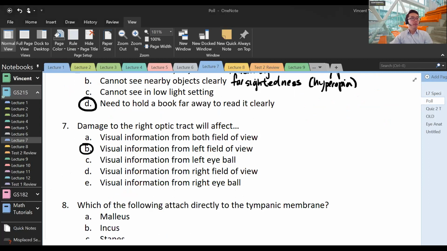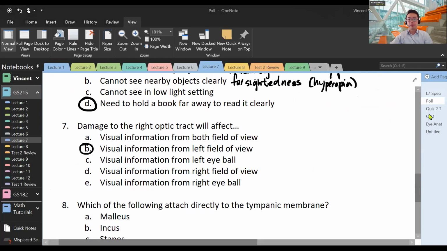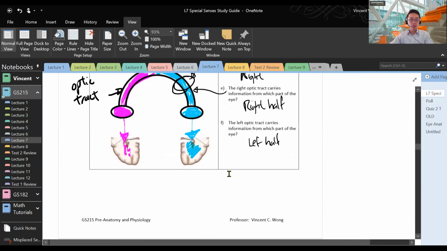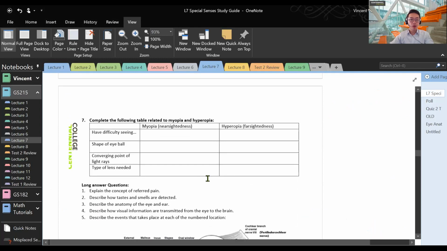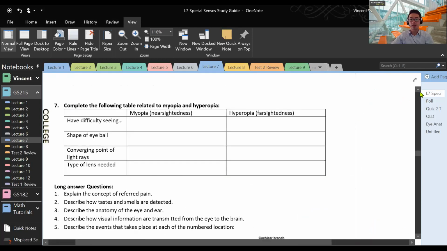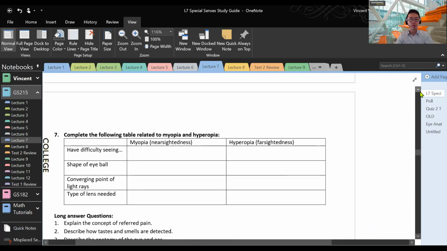All right. Let's see. Is there any other eyeball stuff here that we should go through? Oh, we have myopia and hyperopia here. Let's quickly talk about that because there was that question about presbyopia. So let's go through this again.